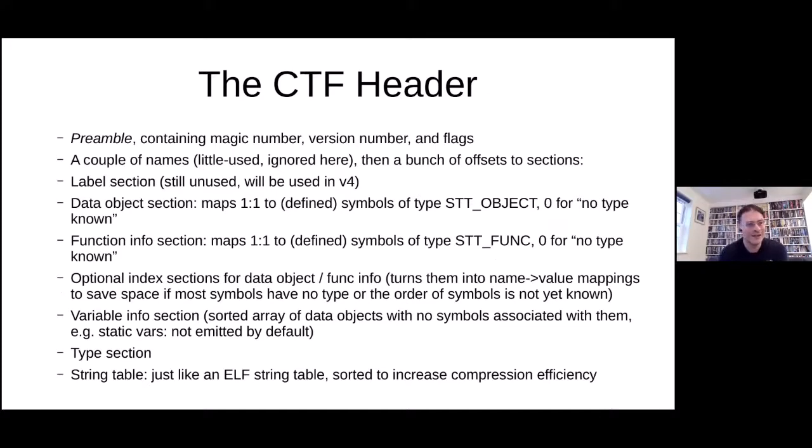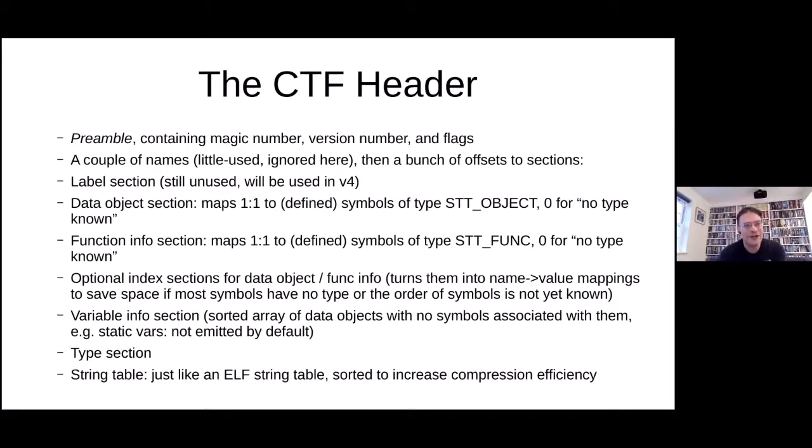What are the sections? We may as well go through these in order, ignoring the unused ones. The first two are the data objects and function info sections. These put together have one entry for every object and function symbol in the ELF symbol table, and each of them is simply a type index, a type ID in the type section. It used to be much more complicated, but we simplified it recently. This means that, given a symbol number, you can immediately ask CTF, what is the type of this variable? What is the type signature of this function? And get it back, and then you can wander around the structures and in the function or whatever.